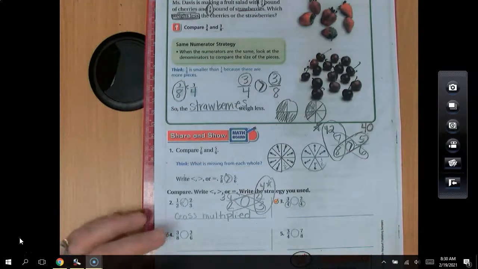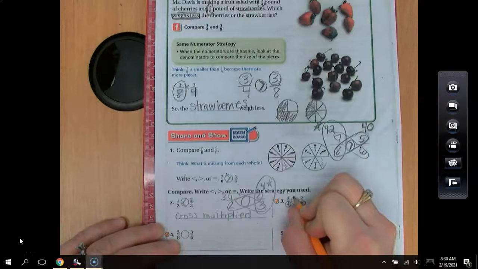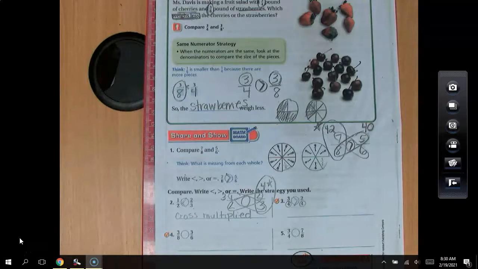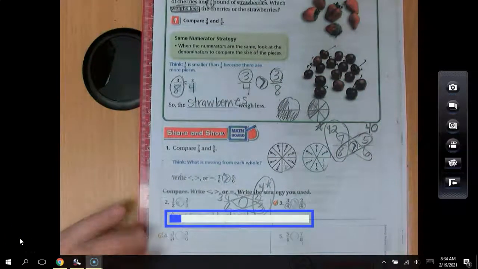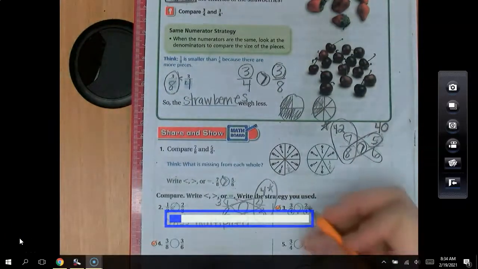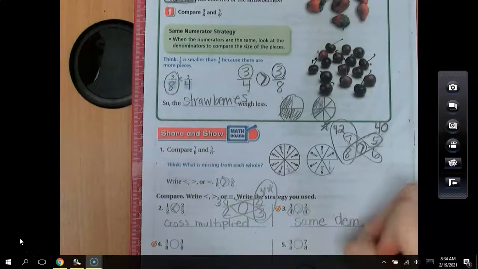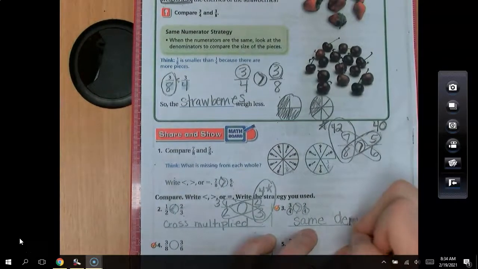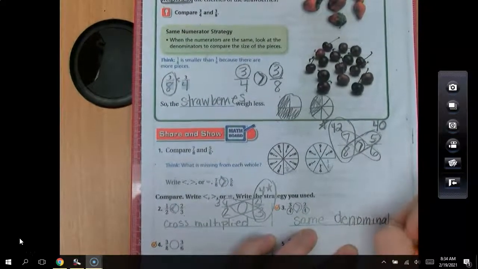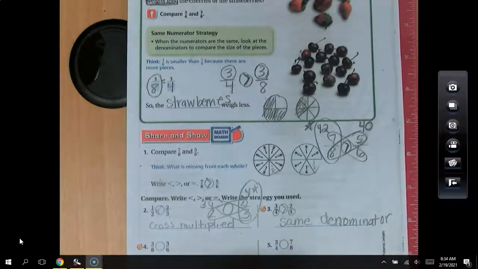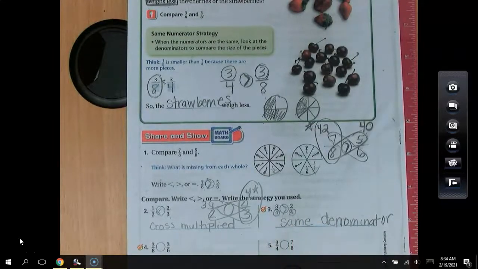Yeah, the 3 is bigger, okay? So 3/4 is greater than 2/4. Okay, so we use the strategy that the same denominator. So you're going to write same denominator. Go ahead and write that on the line. We had the same denominator. So that's the strategy that we used.